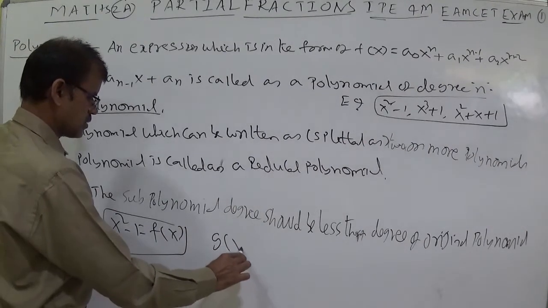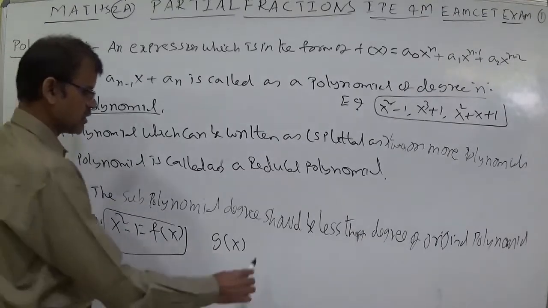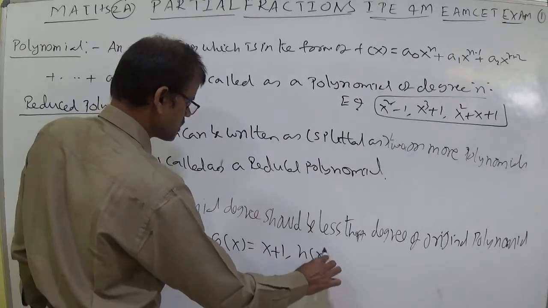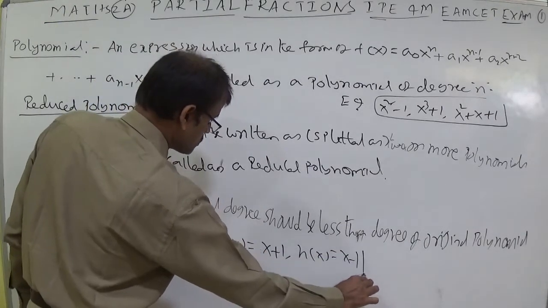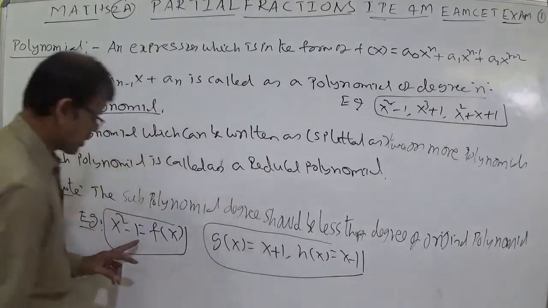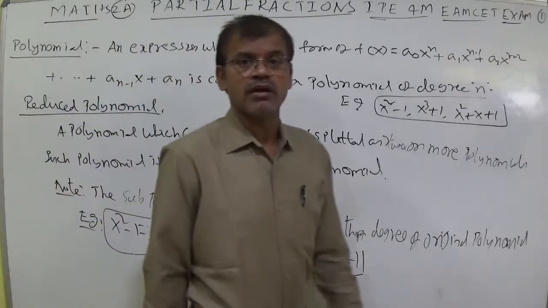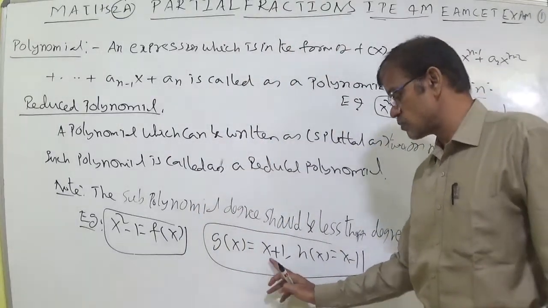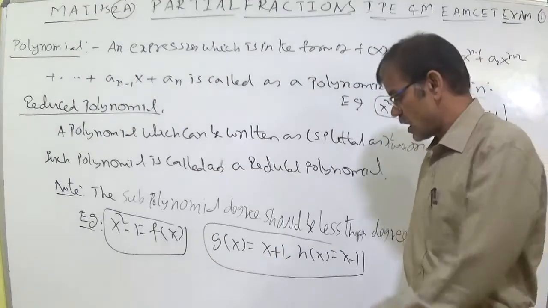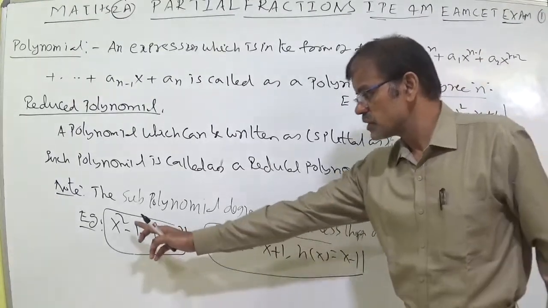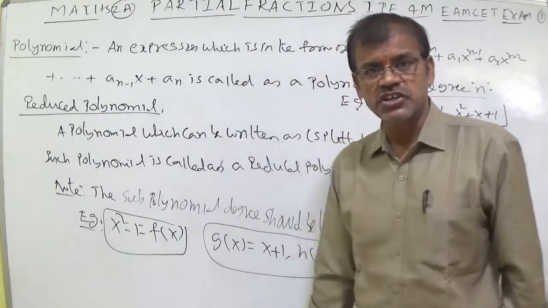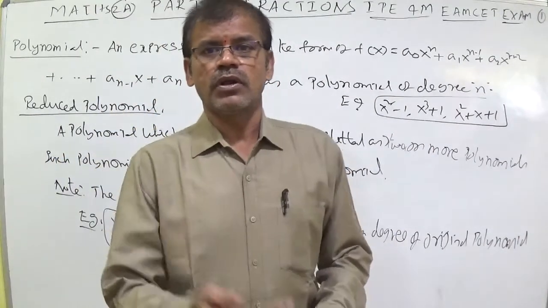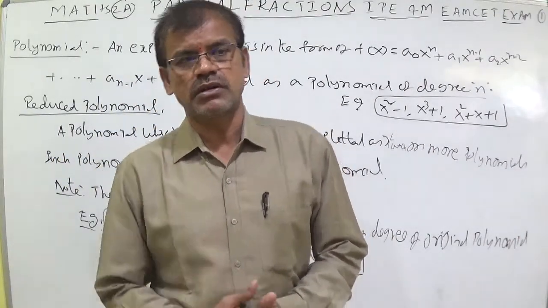Let us discuss x square minus 1 as g of x is equal to x plus 1 and h of x is equal to x minus 1. So what did you observe? x square minus 1 can be written as the product of two polynomials, which we can call monomials. Monomial means having degree 1. Here this is a quadratic polynomial having degree 2. If the polynomial has degree 3, it is called a cubic polynomial, and if the polynomial has degree 4, it is called a biquadratic polynomial.